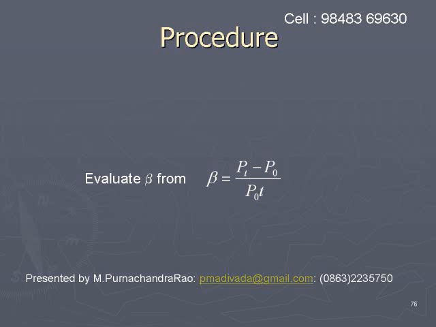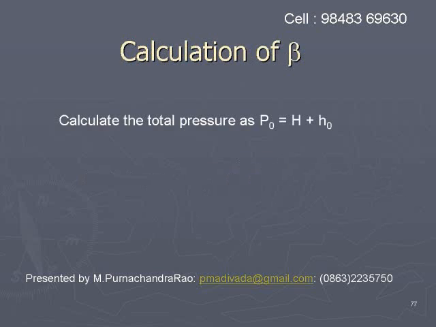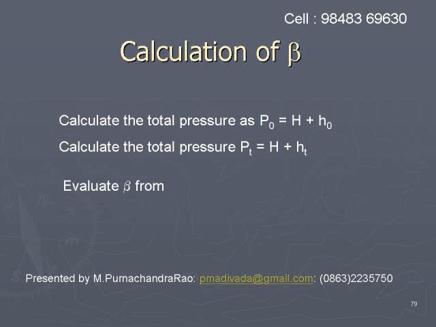Calculation of beta. Calculate the total pressure P0 with the relation P0 is equal to capital H plus small h0. Similarly, at temperature T, the total pressure Pt is equal to capital H plus small ht, and then substitute in the relation beta is equal to Pt minus P0 by P0 into T. This gives beta.